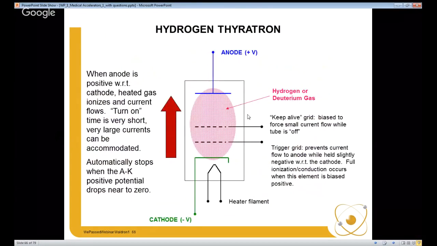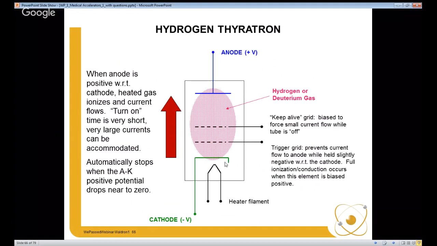I do want to make sure that we talk about hydrogen thyratrons. They're present in most of these machines. Functionally, it's a very high current, fast switch. It is an envelope filled with hydrogen or deuterium gas. It has a filament, a cathode, and an anode. It also can have up to 3 grids. When the anode is highly positive with respect to the cathode and the gas is at the right temperature and pressure, current will flow from cathode to anode until such time as the voltage difference is minimized, and then it just shuts itself off.